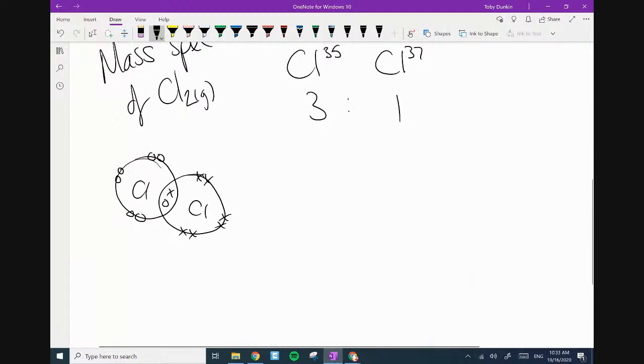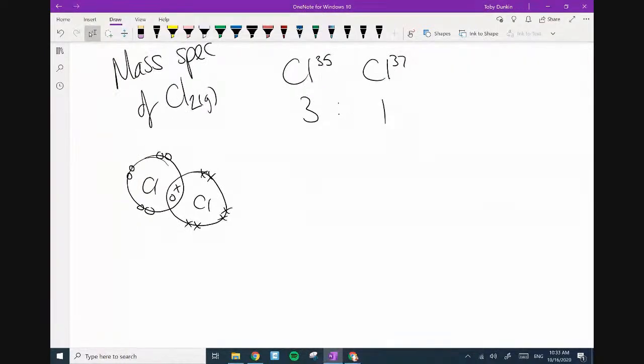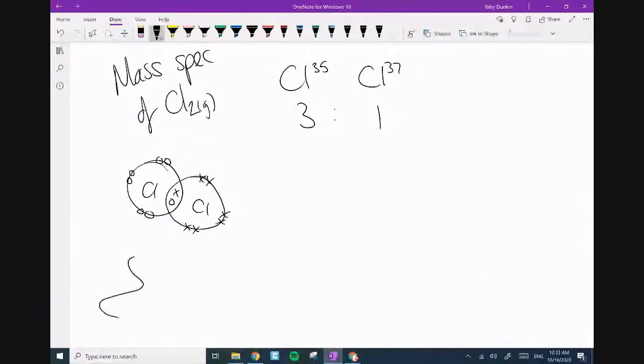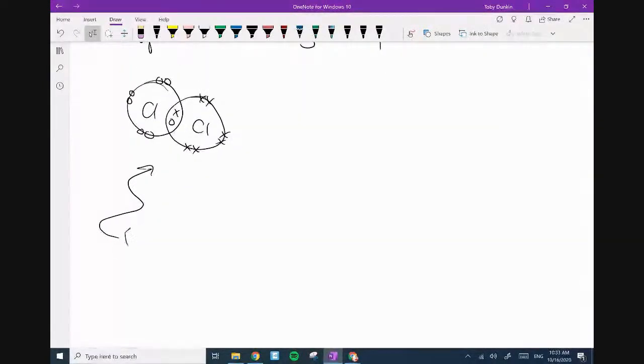Now, when we put chlorine into the mass spec device, the first thing that it goes through is ionization. We're going to fire from an electron gun. Electron gun, 1 mark. High energy electrons, 1 mark. Knocks off, it's with a K, outermost electron, forming positive ions.